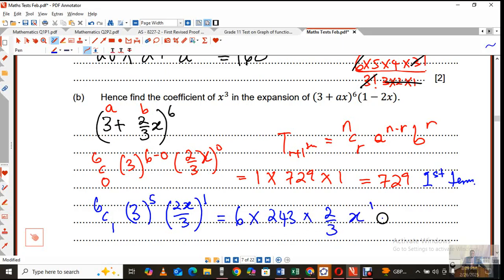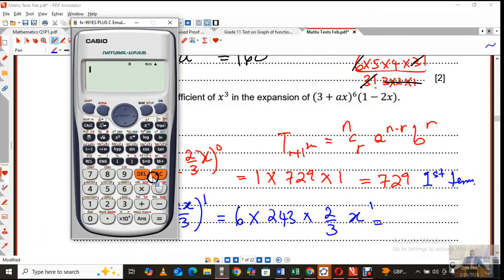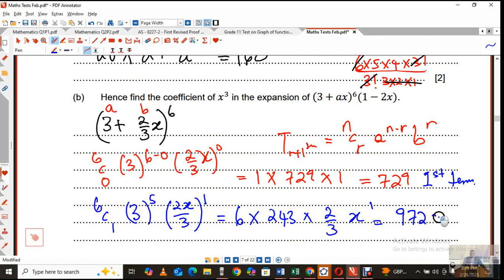So if you punch all of this into the calculator, let me just move the calculator over here. I've got 6 times 243 times 2, and you divide that answer by 3. Good. That gives you 972. So this is 972x. This one here becomes my second term. You can see that the term has x to the power 1. I need to do 2 more of these, at least, so I can get to x cubed.